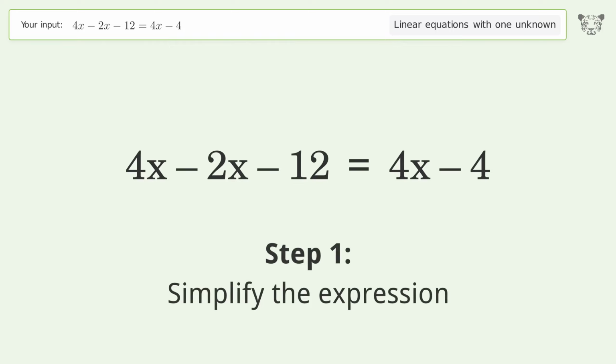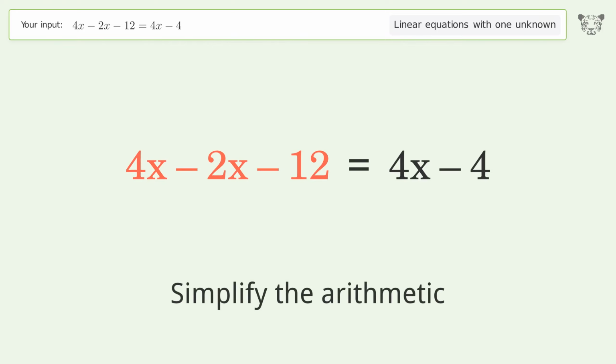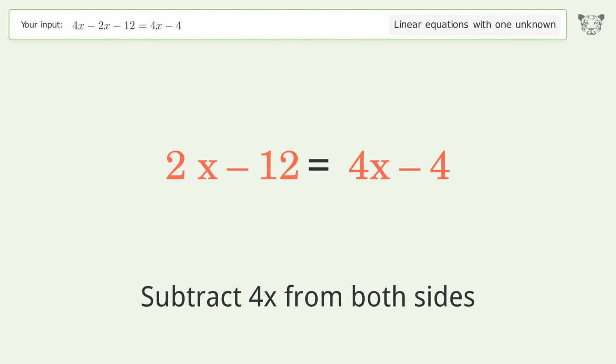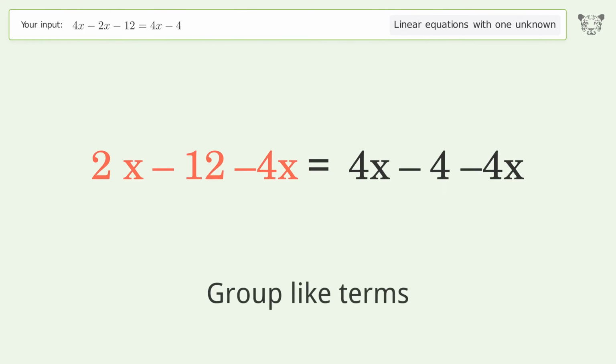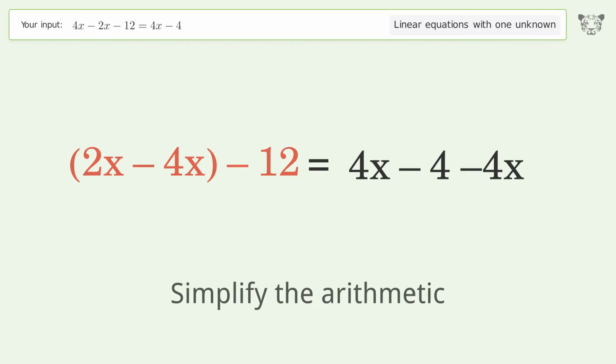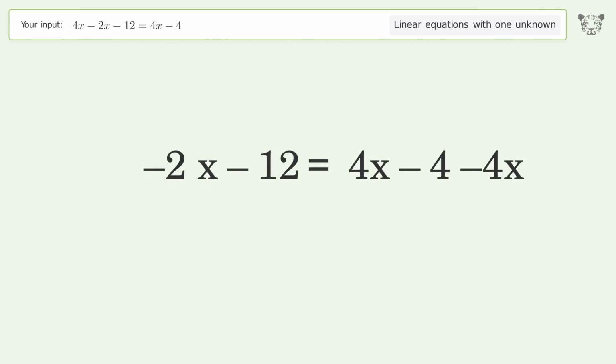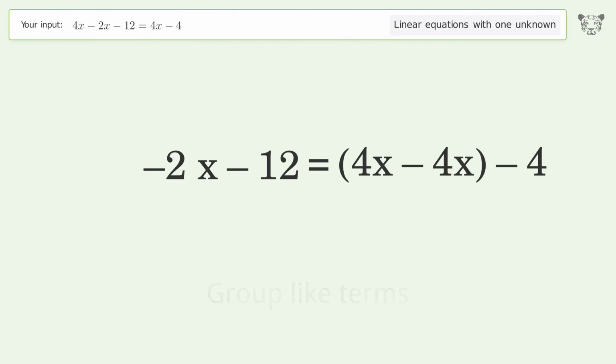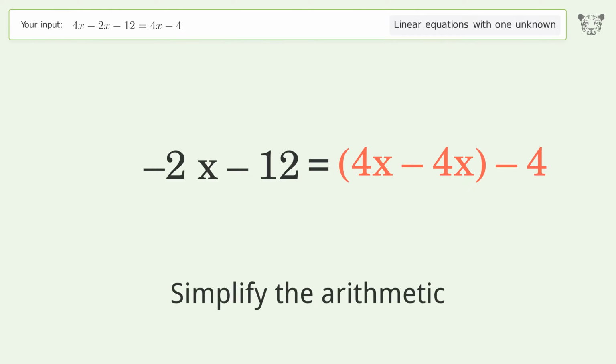Simplify the expression. Simplify the arithmetic. Group all x terms on the left side of the equation. Subtract 4x from both sides. Group like terms. Simplify the arithmetic. Group like terms. Simplify the arithmetic.